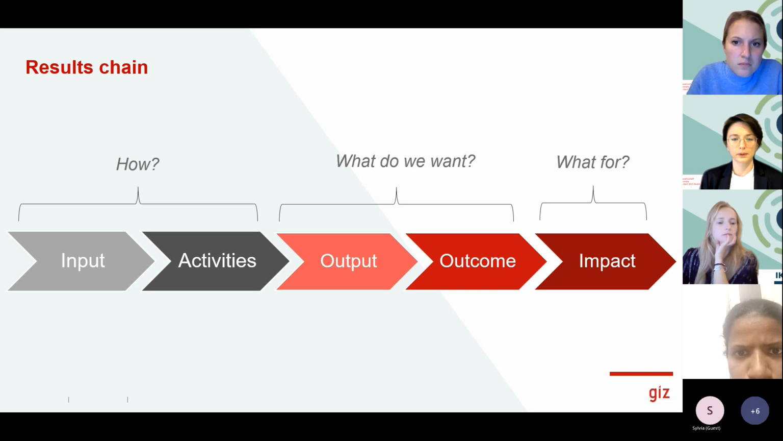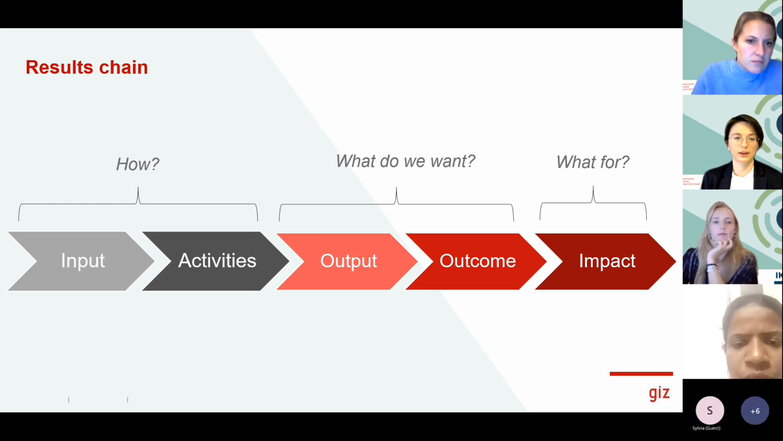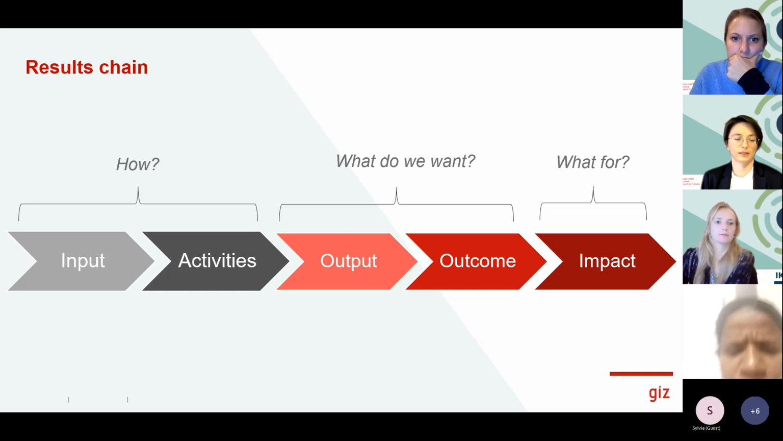You use these inputs to implement your activities. Activities include all actions carried out within the scope of your project to achieve the intended results. That can be a workshop, a training series, a study visit, an awareness campaign, such things.